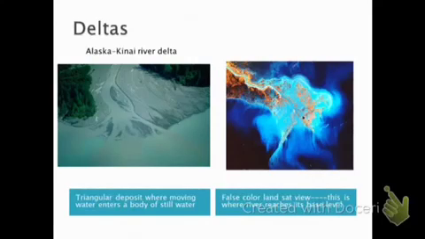Deltas, that's where rivers will meet up with the ocean or lakes. Examples are the Alaska and the Kenai River Delta. The delta is usually triangle-shaped. Deposits form where moving water enters a body of still water. Picture on the right, that's the Mississippi River Delta in extreme southeast Louisiana.